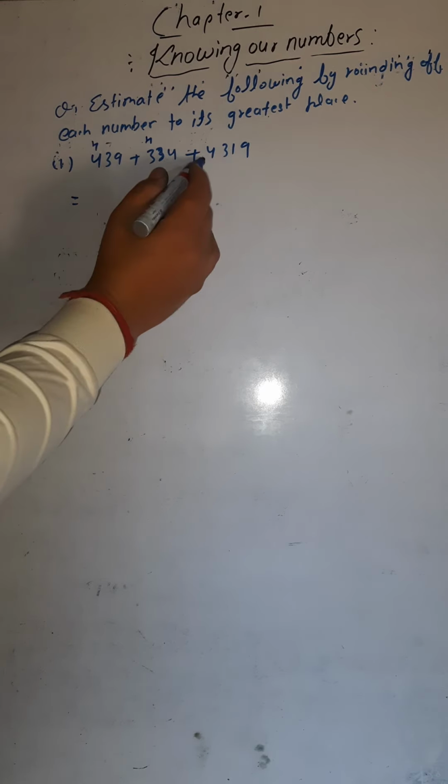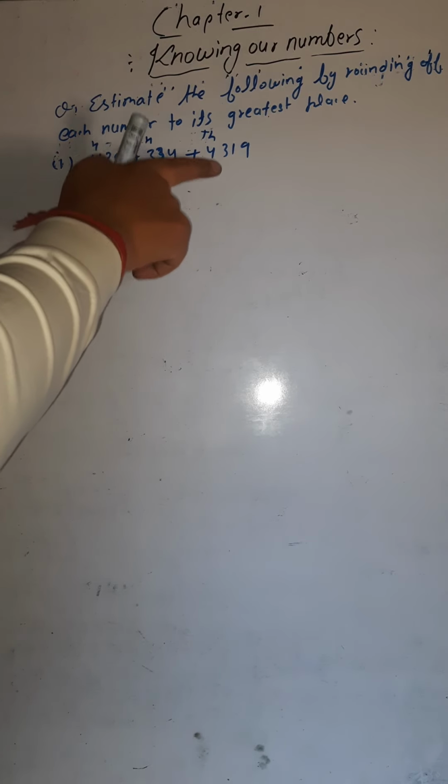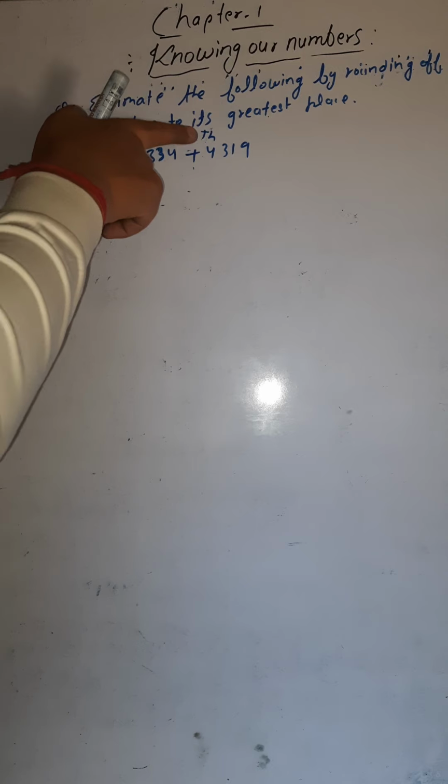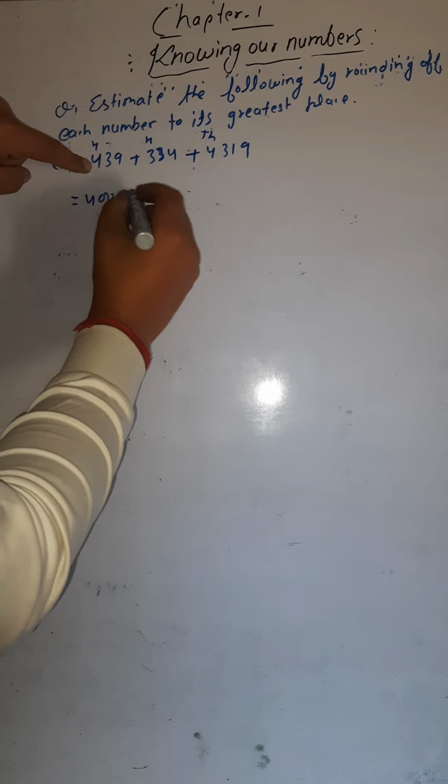So here, the greatest place is which one now? Here the greatest place is 1000. So this number you would be rounding off to its nearest 1000. If you are rounding it off to its nearest hundreds, you would check the tens place. Less than 5, not adding, so the answer would be the same, that is 400 plus.